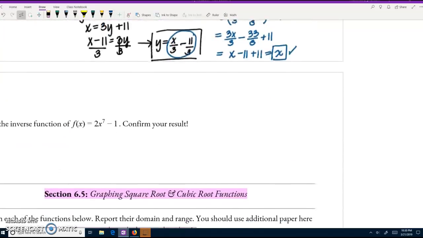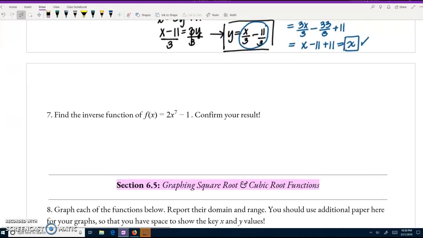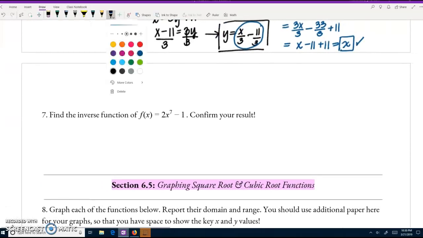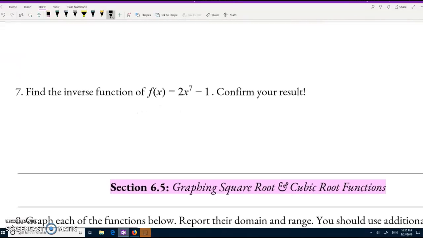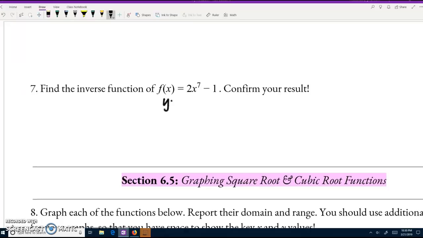Let's try this one more time, but now we're going to do a power function. We're going to do 2x to the 7th minus 1 instead of a linear function. So here, this 2x to the 7th minus 1, I'm going to call this y instead of f of x. I'm going to swap my variables, so x equals 2y to the 7th minus 1. I'll add the 1 over, so I'll have x plus 1 is equal to 2y to the 7th. I'll divide both sides by 2.